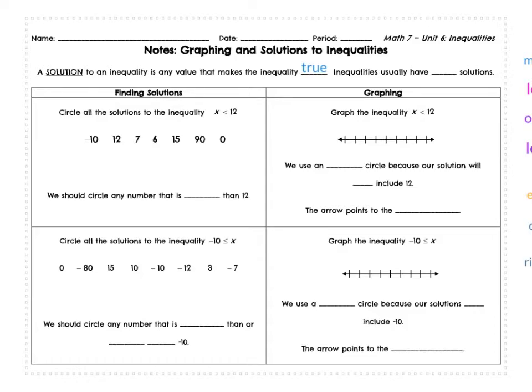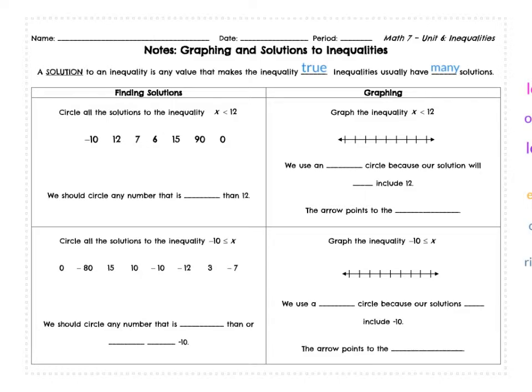And inequalities usually have many solutions. It's not like an equation. In an equation, there's only one answer. X equals 3, the answer is 3. In inequalities, there could be many solutions, and we're going to talk about what that looks like today. However, you just need to know going in that you're not always going to have just one answer to an inequality. So let's start there on the left with finding solutions.